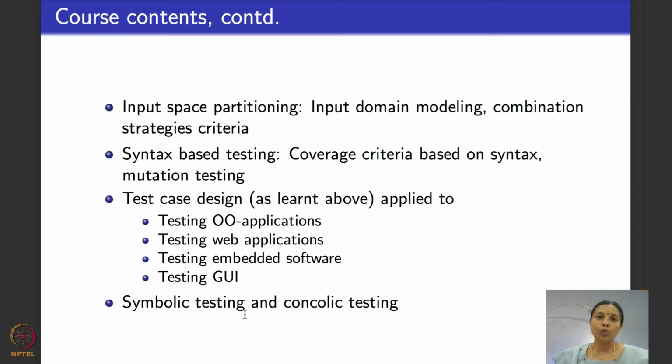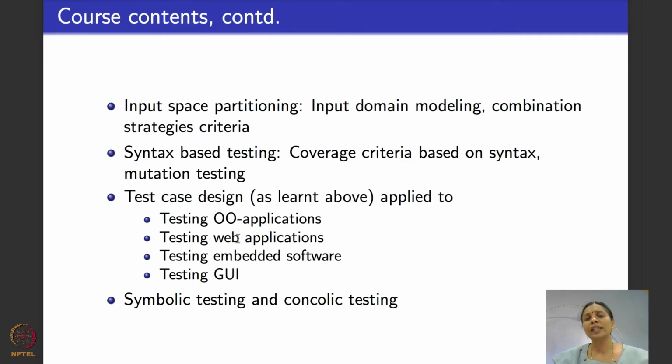From then on, we moved on and looked at mutation testing, which involved testing based on grammars. I first introduced you to grammars as they occur in programming languages. To be able to do that, we saw regular expressions and context-free grammars. Then we saw coverage criteria based on syntax, and mutation testing coverage criteria.